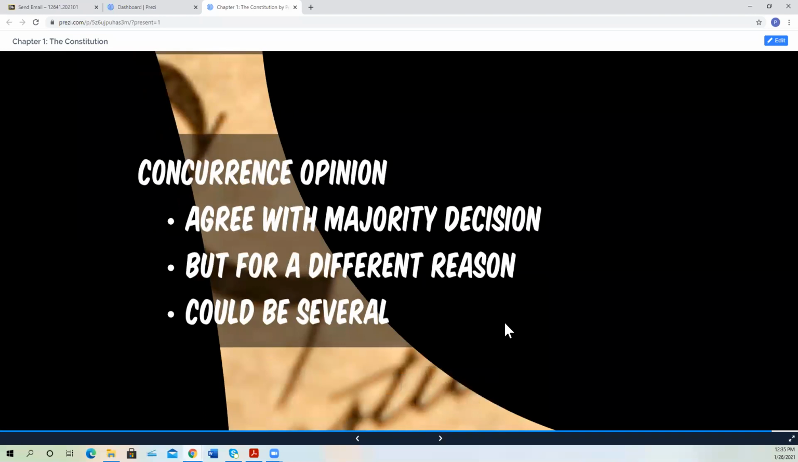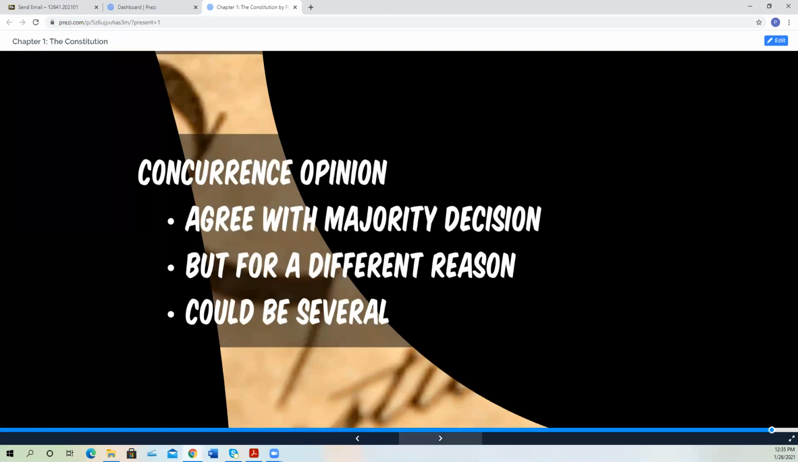Then you may see a concurrence opinion. A concurrence opinion means that the judge agrees with the majority, but we get there differently. We have a different reason. We both agree on the issue, but we agree for different reasons. And there could be several concurring opinions. So you'll definitely read cases where you'll see a concurrence opinion, and that's what it means: we agree with the holding of the majority, but we got there differently. We have a different reason.